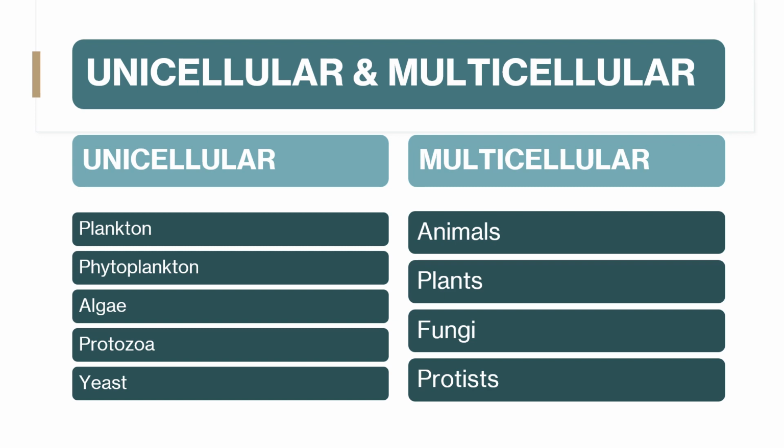For this slide, I wanted to put some examples up. So with unicellular, you can think of plankton and phytoplankton, algae, protozoa, and yeast. For multicellular, you'll think of animals, plants, fungi, cells, and protists.